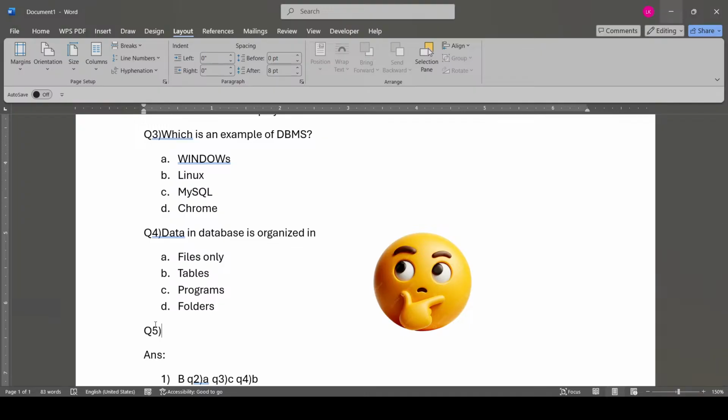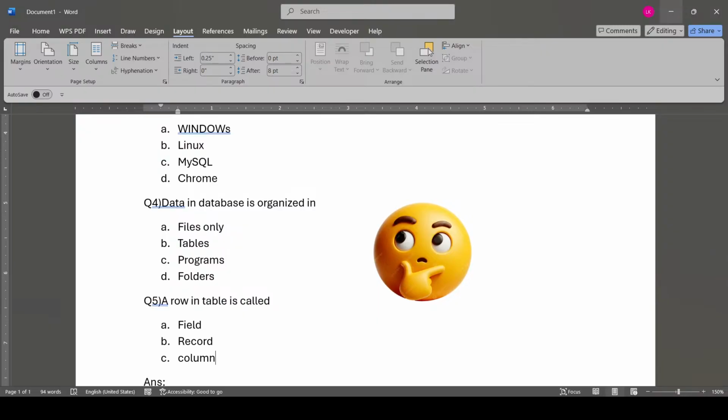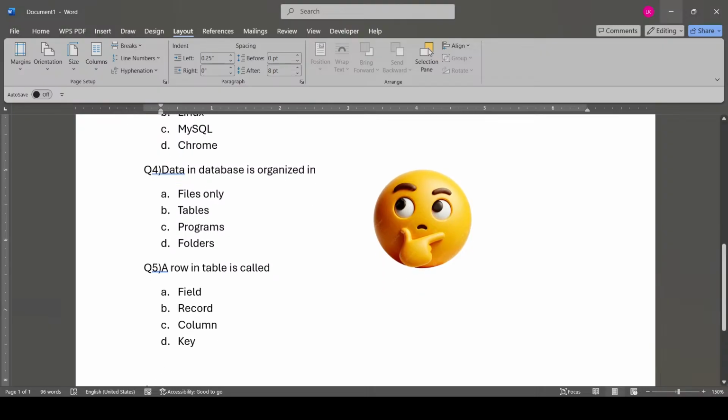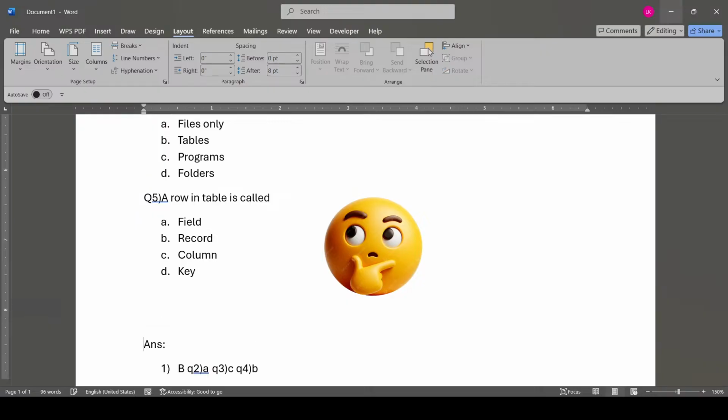Question 5. So what is question 5 here? A row in a table is called. The options are here: first field, next record, next column, next key. So which one is the answer here? Just tell me. Question number 5. Guess the answer.